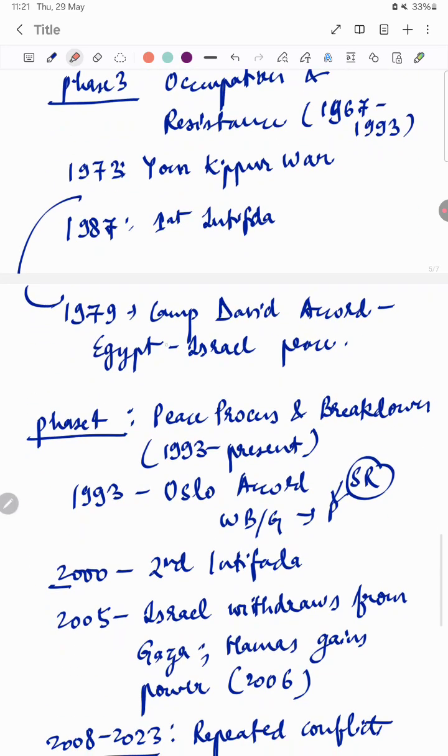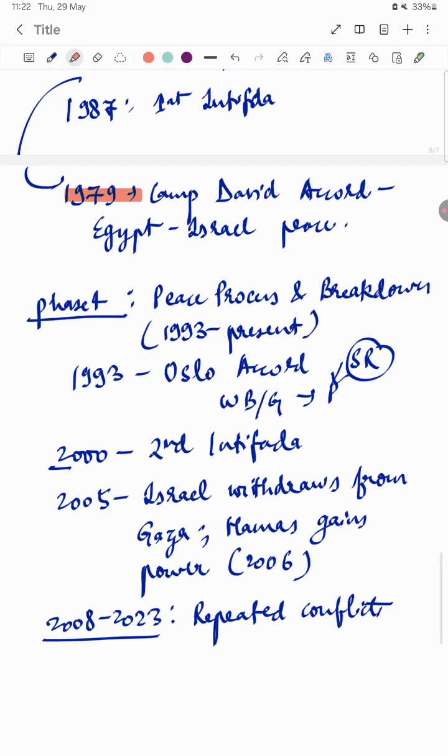Phase 3 is occupation and resistance, between 1967 and 1993. In 1973, Yom Kippur War. In this, Arab states failed to regain their territories. 1987, the first Intifada, a Palestinian uprising against Israeli occupation. 1979, Camp David Accord. In this, a peace accord happens between Egypt and Israel and returns the Sinai Peninsula to Egypt.